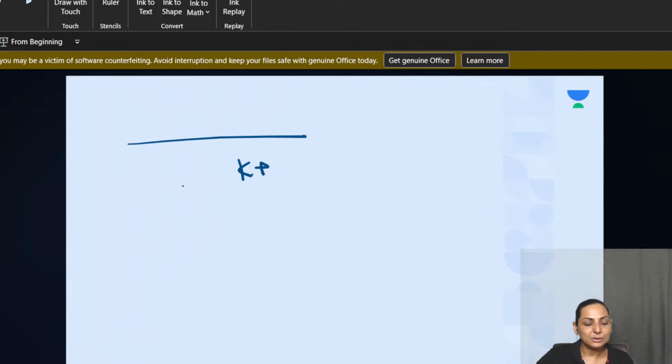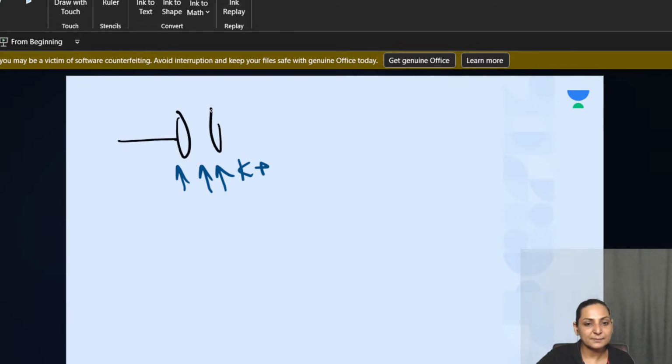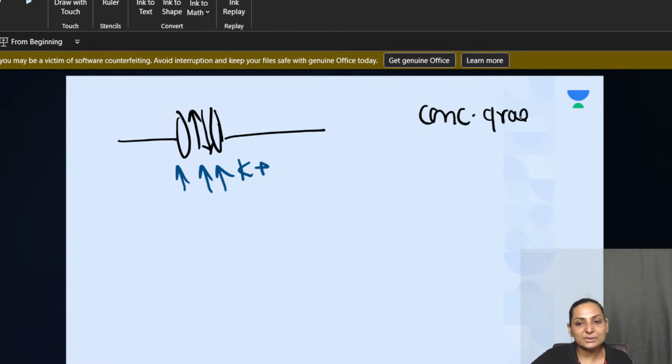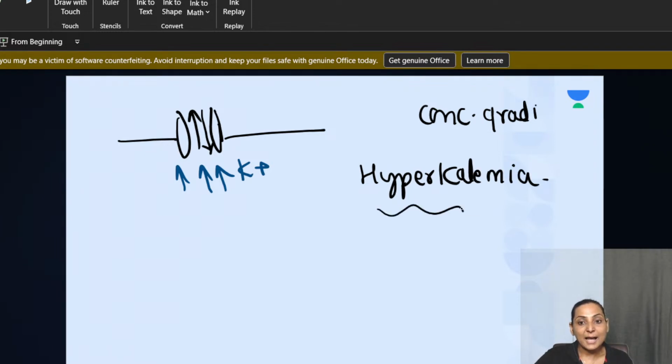See, this is the potassium, which we know is more inside, and we also know that we have leaky channels like this. Now, the potassium can go outside or come inside through these leaky channels. That totally depends upon the concentration gradient. Now, in situations when there is hyperkalemia, what is hyperkalemia? When there is a rise in the ECF potassium.